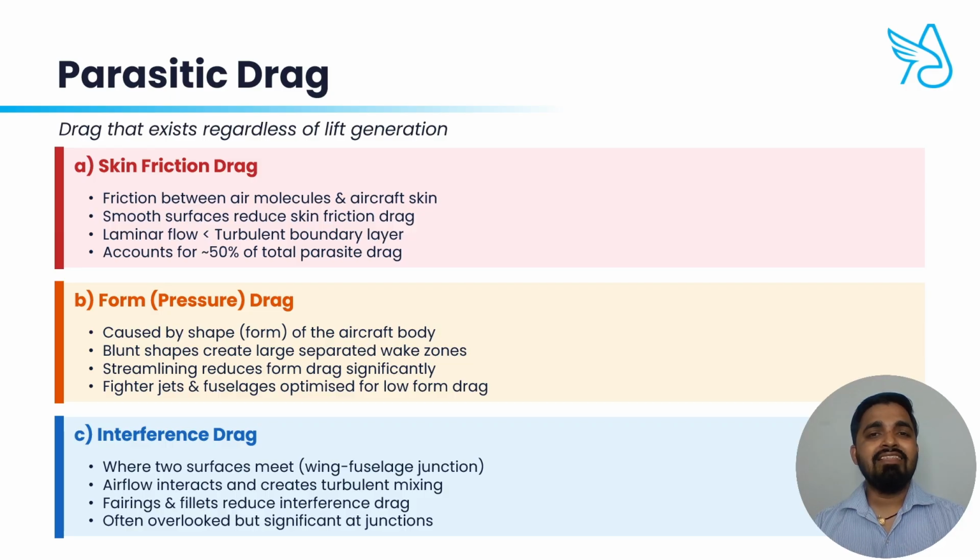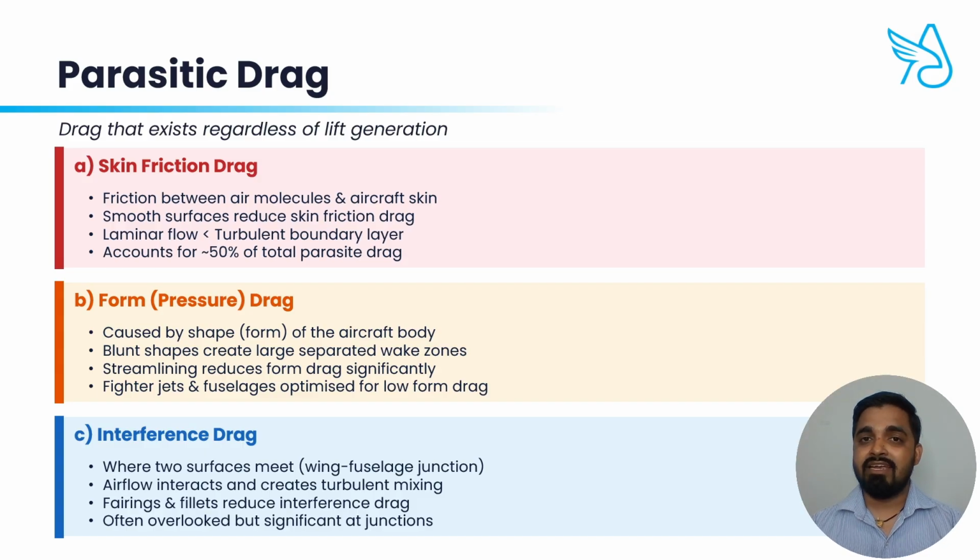Second, the form drag, which is also called pressure drag, and it is created by the shape of the aircraft. Blunt or poorly streamlined structures create larger wake regions behind them, increasing the pressure difference and drag. Streamlined design allows the air to flow more smoothly around the body, reducing turbulence and improving aerodynamic performance and fuel efficiency. Third, interference drag.